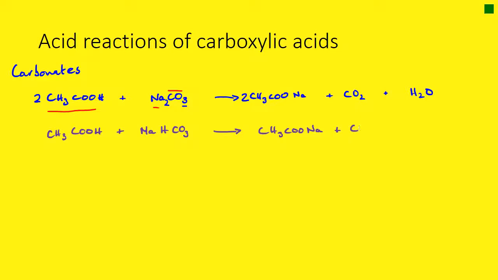And you're going to get your carbonate breaking down into CO2 again. And now we're also going to get a water molecule, but that's already balanced because the hydrogen from the ethanoic acid has combined with the hydrogen from the sodium hydrogen carbonate and the oxygen from the carbonate ion and made the water molecule. So we're all done there. So that's how carboxylic acids react with carbonates.